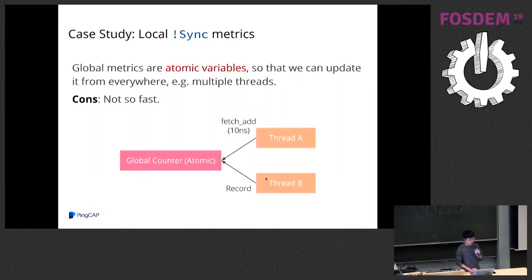Now let's study a case, which is a local unsync metric. Normally, our metric is a global metric implemented using atomic variables, as you can see here. The advantage of using atomic variables is that it can be updated from everywhere, for example, multiple threads. But as you can see, for atomic variables, we need to use atomic operations to modify its value. For example, I use fetch_add, and it's 10 nanoseconds on my laptop.